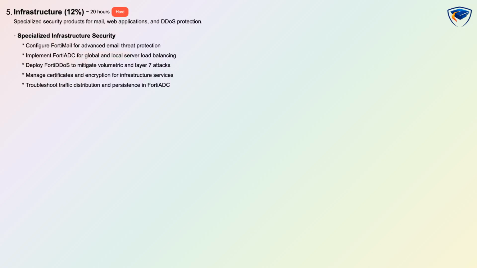Infrastructure is 12% and focuses on specialized products like email, ADC, and DDoS protection with about 20 hours of study. You will configure FortiMail for advanced email threat protection and implement FortiADC for global and local server load balancing. You will deploy FortiDDoS to mitigate both volumetric and application layer attacks, manage certificates and encryption for infrastructure services, and troubleshoot traffic distribution and persistence in FortiADC. Expect conceptual questions and scenarios that require product-specific troubleshooting and design choices.